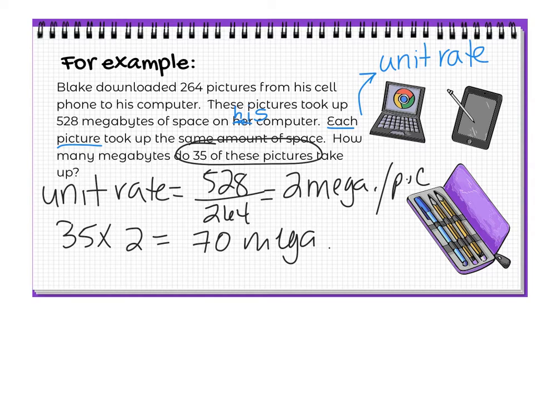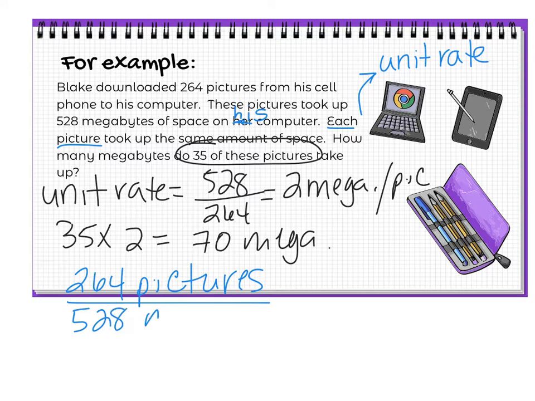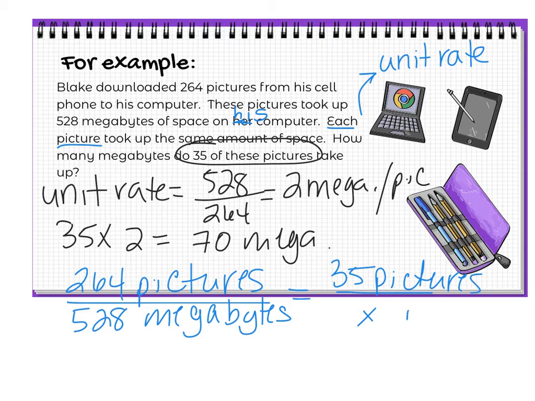So I'm going to just write down my information as it appears in the problem. 264 pictures take up 528 megabytes because I am going to compare pictures and megabytes. Okay, that's going to be equal to, let's see, each picture took up the same. How many megabytes do 35 pictures take up? So X megabytes, 35 pictures. 35 pictures take up, I don't know how many megabytes.